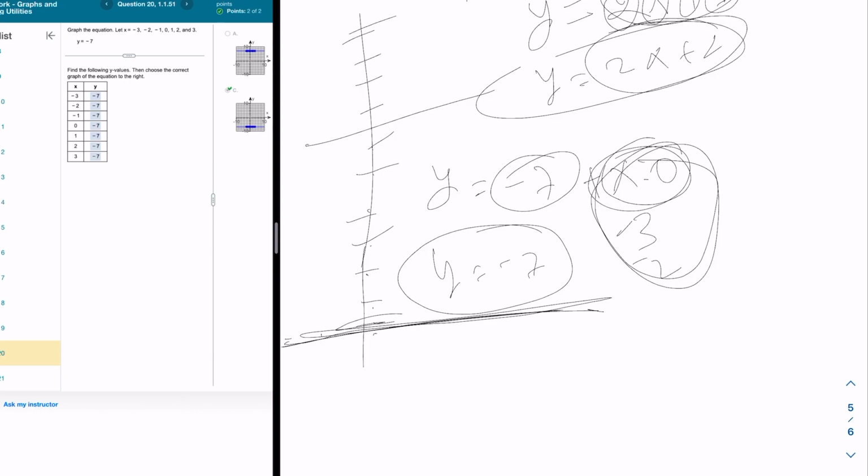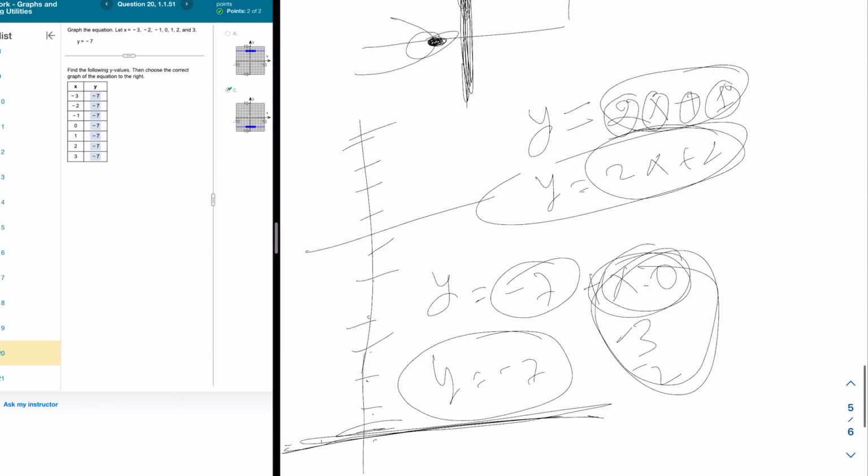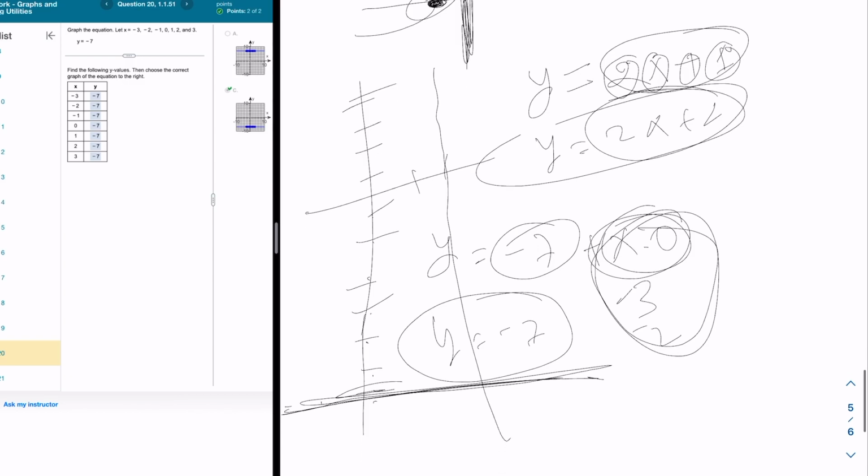If there is something like x equal to 2, what would you do? If x equal to 2, then this is the line, this is the graph. If it's given x equal to -2, then this is the graph. If it's given y equal to 2, then this is the graph. That's it.